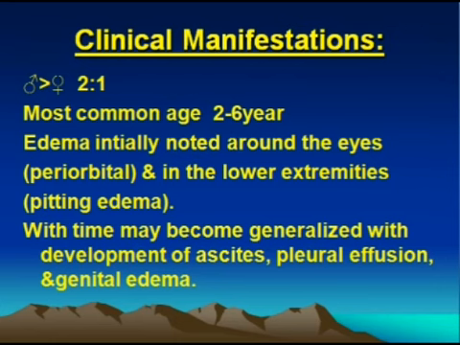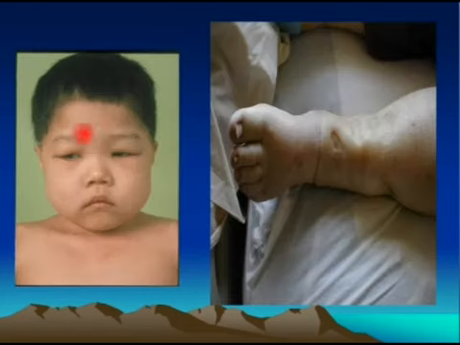Clinical manifestation: this disease is more common in males, 2 to 1. The most common age of presentation is 2 to 6 years. Edema is the main presenting feature and is initially noted around the eye. We call it periorbital edema, especially on waking. In the lower extremity, we call it pitting edema. With time, it may become generalized, with development of ascites, pleural effusion, and genital edema in males. This picture will show periorbital edema and pitting edema.